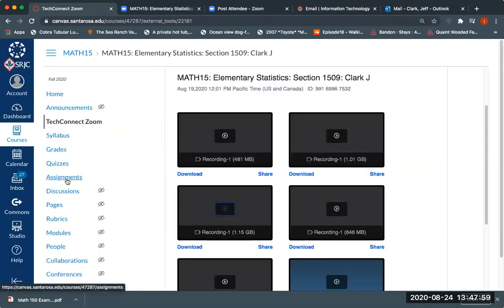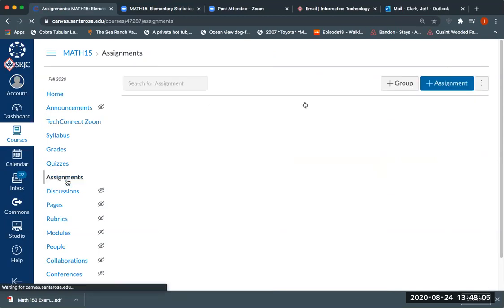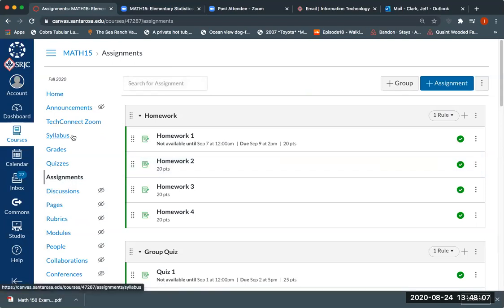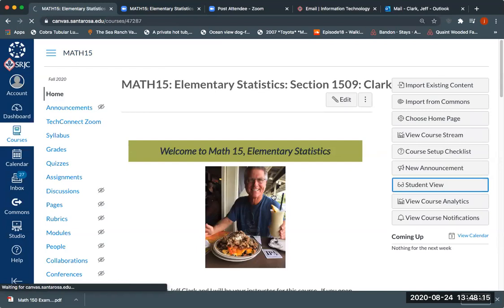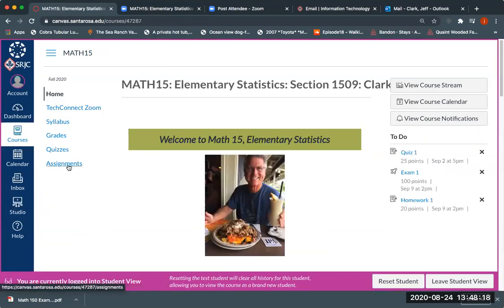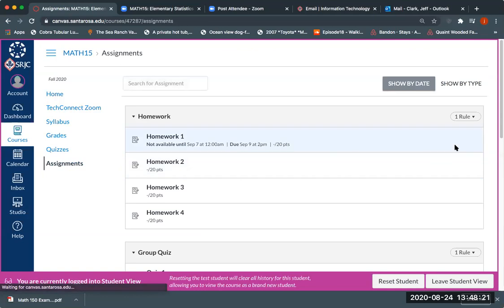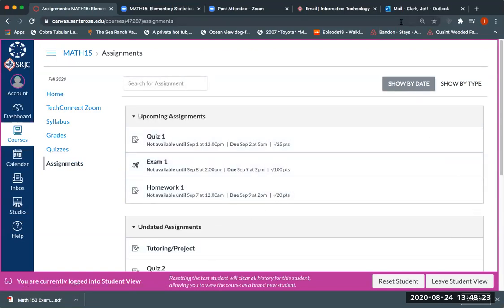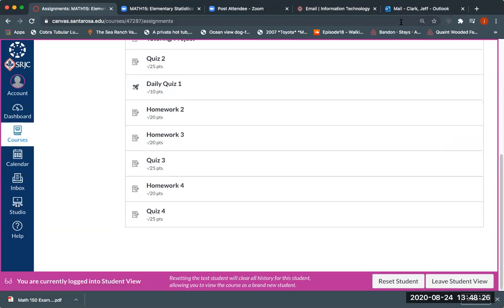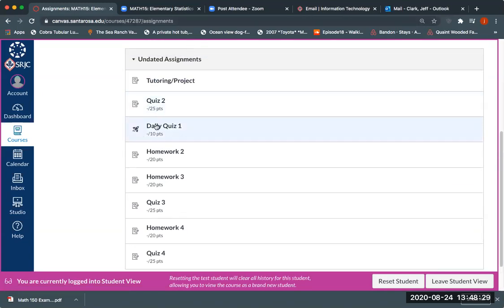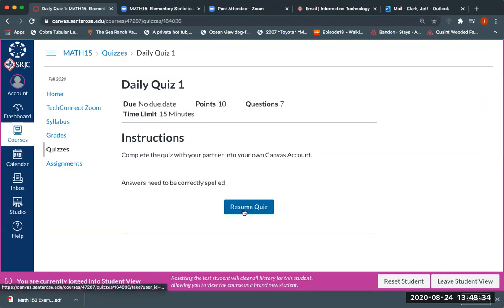Okay, under assignments, you see this assignment button? Yours won't look like this. I'll go in as a student then, and show you what a student sees. Okay, under assignments right here, you scroll down, and you're looking for, here it is, daily quiz. You turn that on, and then you just start the quiz. Mine says resume, but you'll start it.